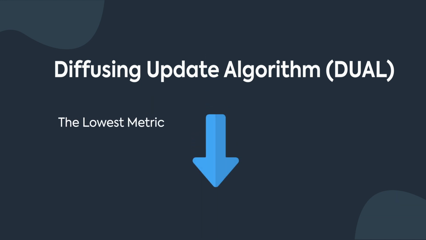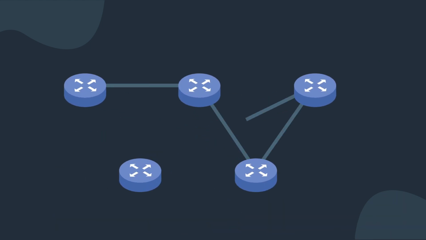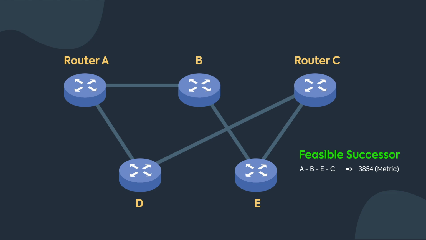And the path with the lowest metric is chosen as the successor, the best route, and is placed in the routing table. And the second best route is called a feasible successor, which is a backup route in case the successor route fails. For example, in this network, to reach from router A to router C, the successor route is through A, D, and C, and the feasible successor route is through A, B, E, and C.